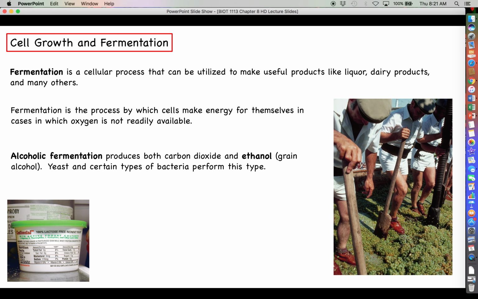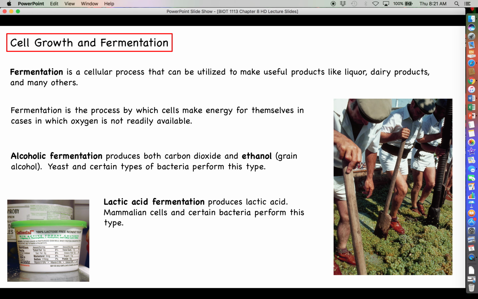If you know anything about the alcohol making process or beer brewing, you know that you need some type of bacteria or yeast organism in order to ferment and to actually create the alcohol that is going to form the basis for the spirituous beverage. The other major type of fermentation is called lactic acid fermentation. Our cells, being mammals, and other types of bacteria will also perform this type. Same sort of thing, it's just instead of producing ethanol, you are producing lactic acid.